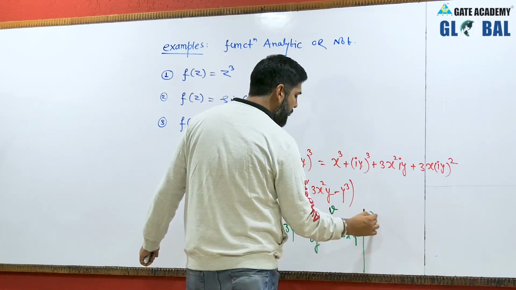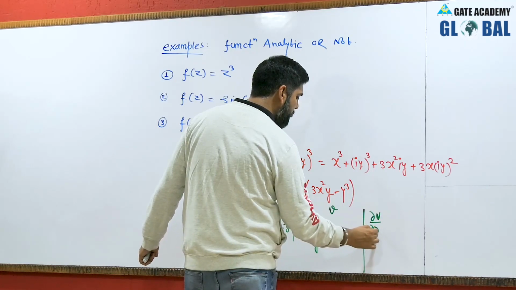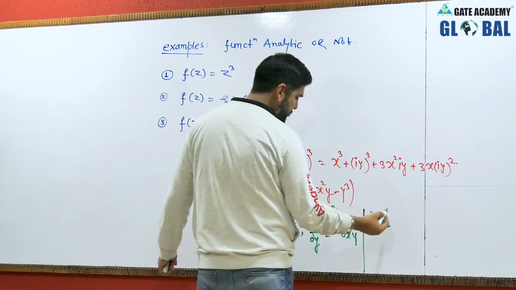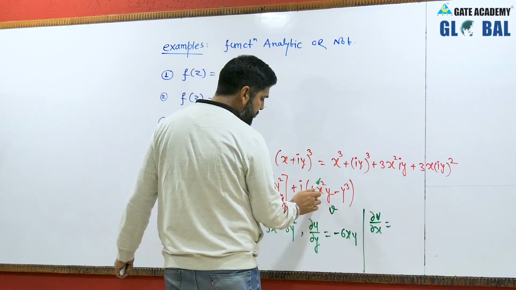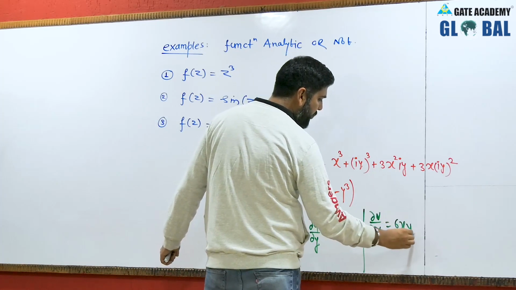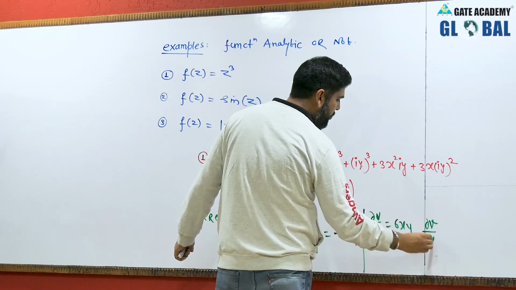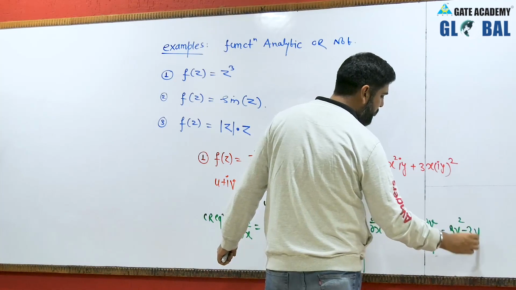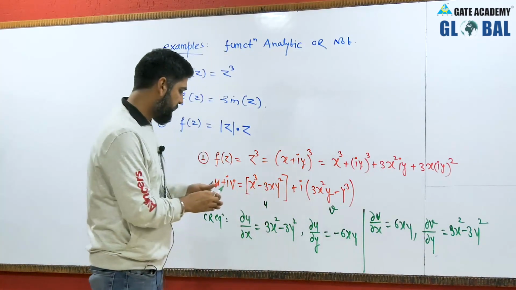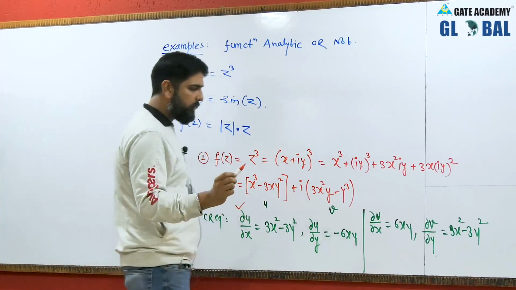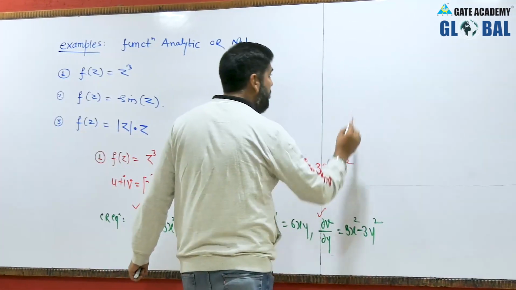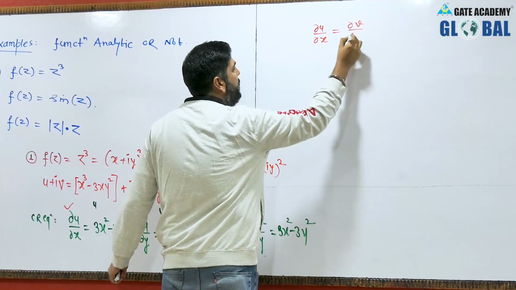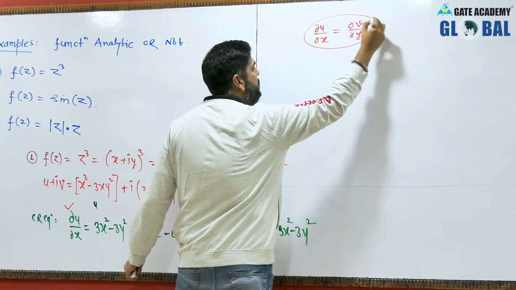Now I am having the differentiation of the imaginary part. So del v by del x is nothing but 6xy, and again del v by del y is nothing but 3x square minus 3y square. So you can see this value del u by del x is equal to del v by del y. So I can write del u by del x is equal to del v by del y. This is the first CR equation, which is satisfied.